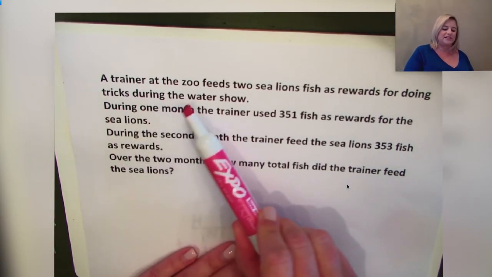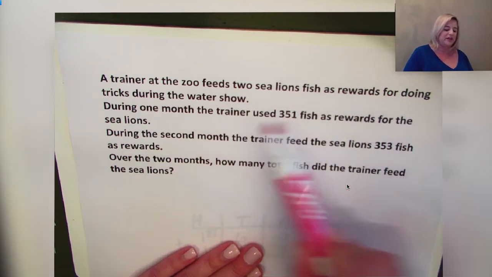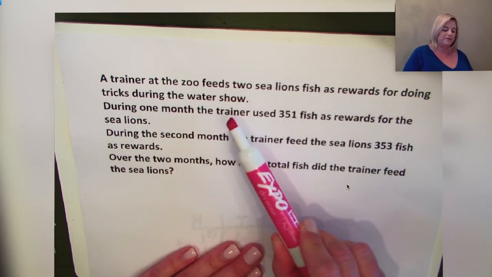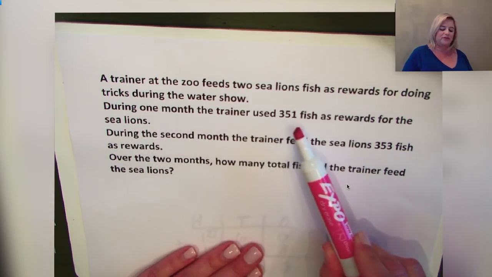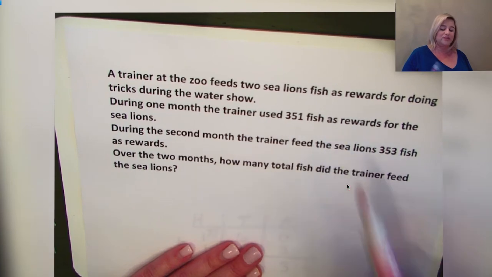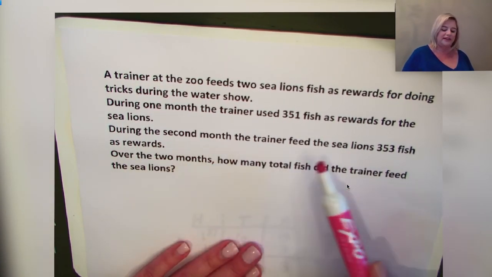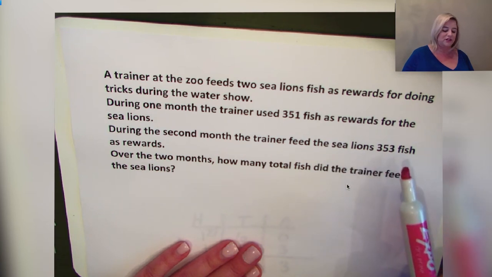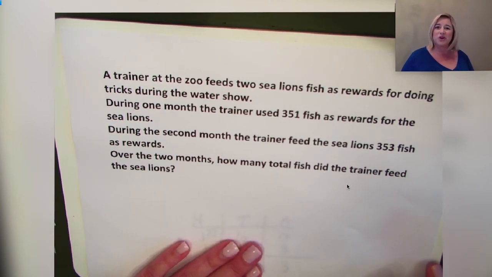A trainer at the zoo feeds 2 sea lions fish as rewards for doing tricks during the water show. During 1 month, the trainer used 351 fish as rewards for the sea lions. During the second month, the trainer fed the sea lions 353 fish as rewards. Over the 2 months, how many total fish did the trainer feed the sea lions? Man, that's a long problem.